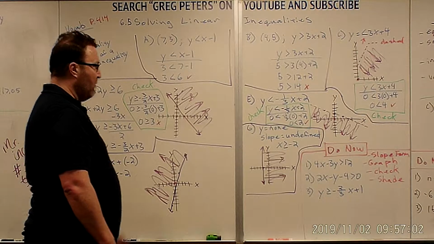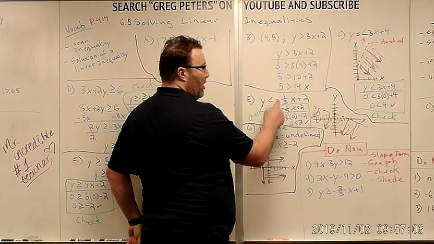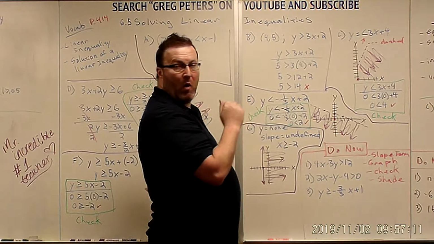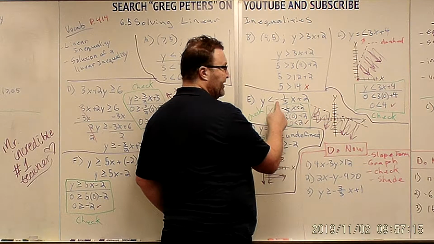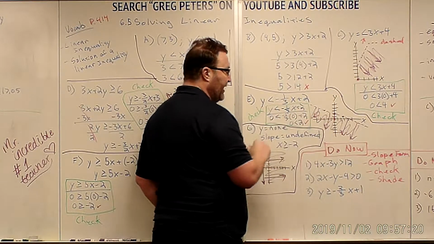Okay. E. Nothing really special with E. Already in slope form, right? So we're going to graph it out. We're going to go to 2. We're down 1 over 3. Remember, everything on inequality is to the right. Okay? So down 1 over 3. This line is not equal to, so it's dashed. It's less than, shaded down.